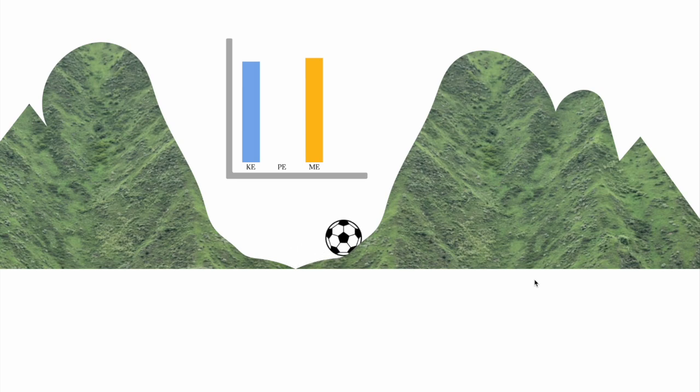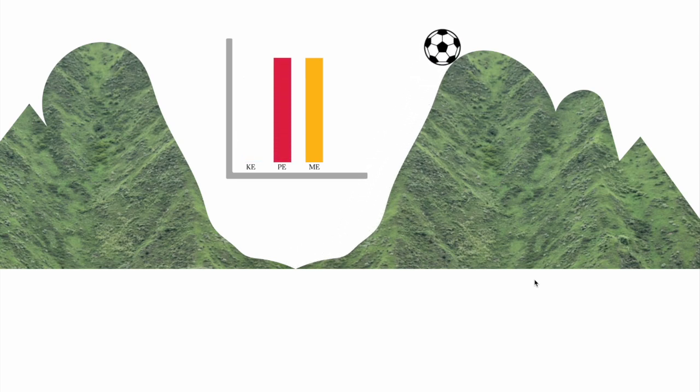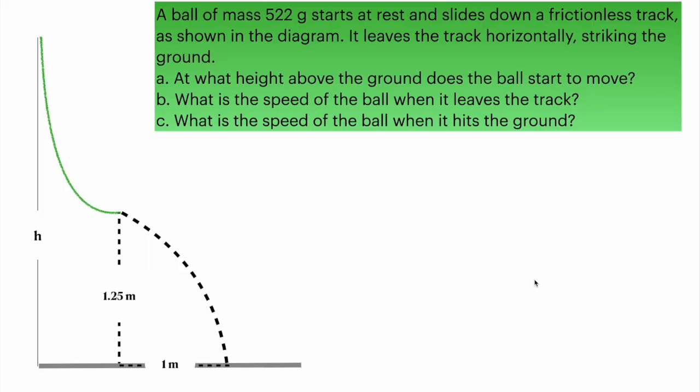Okay, now you can see that kinetic energy decreased and potential energy increased, and in the meanwhile mechanical energy did not change at all, so it's constant, because here we assume that we have a frictionless surface. So now we see an example that uses these ideas.